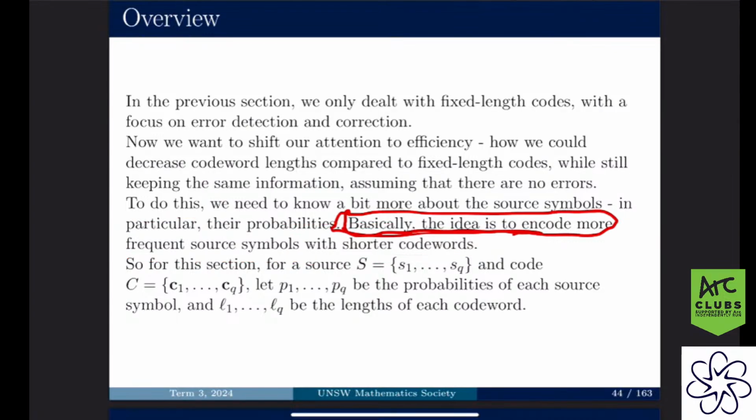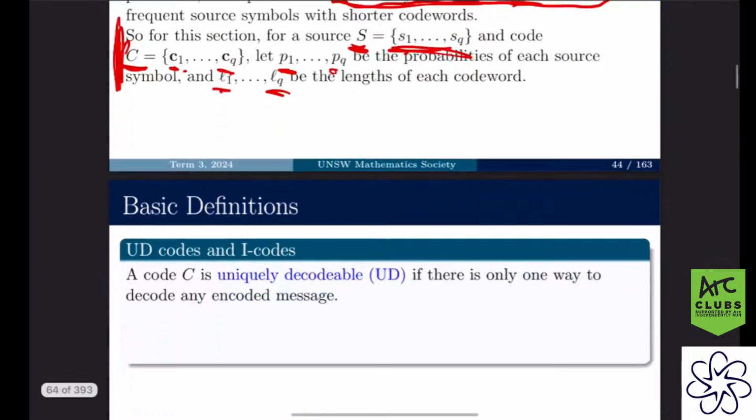All right. In this part of the revision seminar, we're going to be using this convention, where S is the set of source symbols from S1 to SQ. The set of code words is C1 to CQ, the probabilities are P1 to PQ, and the lengths are L1 to LQ. These are the things that we're going to be using in this section of the course.